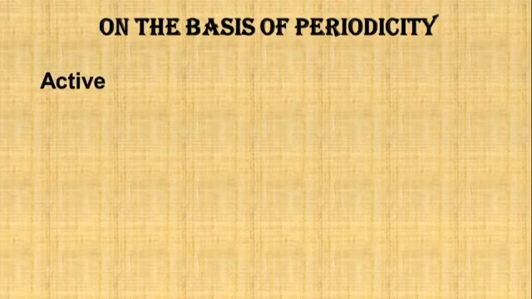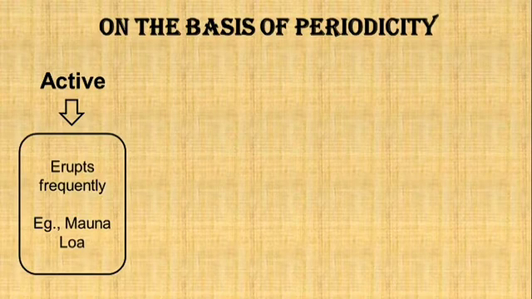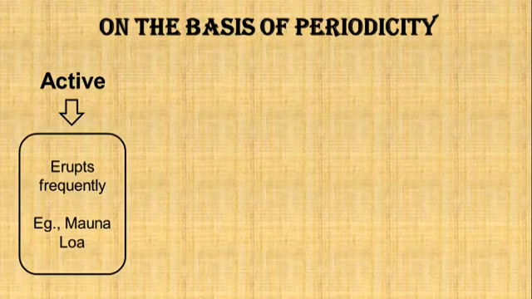The types of volcano on the basis of periodicity. First we have active volcano. An active volcano is a volcano that erupts frequently. Most of the active volcanoes lie in the Pacific Ring of Fire. There are about 600 active volcanoes in the world. Mauna Loa in Hawaii is the world's biggest active volcano.